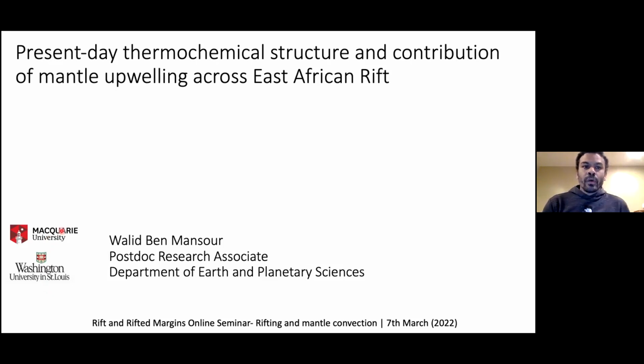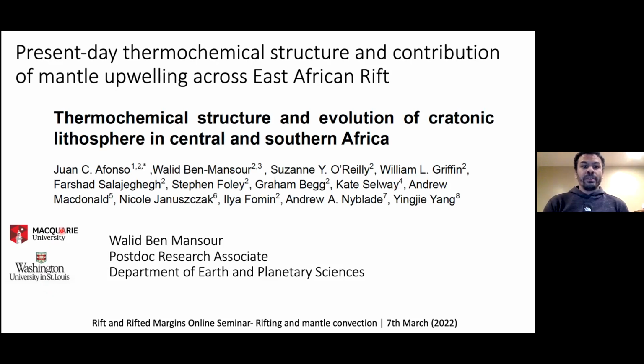The goal of the project was to produce a 3D thermochemical imaging of the lithosphere and sublithosphere using geophysical datasets. Today I will just zoom in on a little part of the model we produced. If you want more detail about the model, the paper is now in review at Nature Geoscience. We're just waiting for it to come out, and you can see the different co-authors on the project.